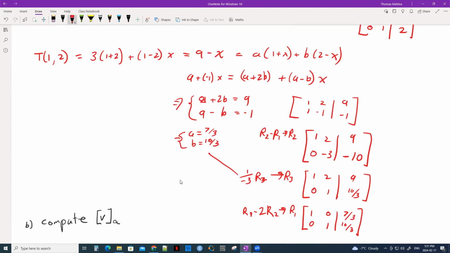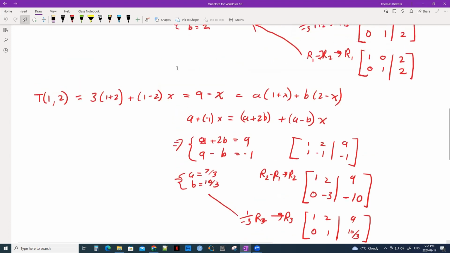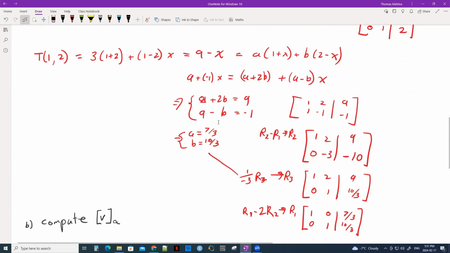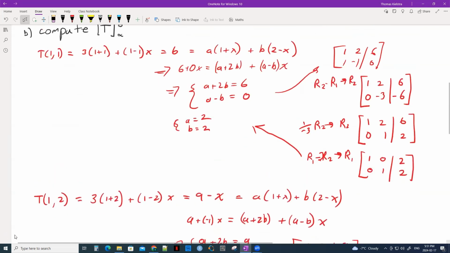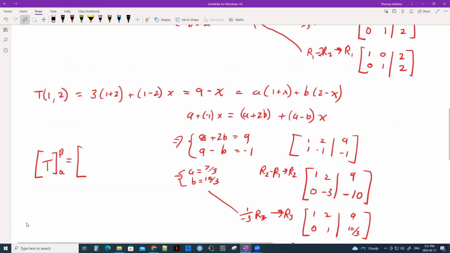So now we have our two sets of coordinates, which we can combine together. The matrix representation of T in alpha beta is going to be equal to, well, our first column is 2, 2. And our second column is 7 over 3, 10 over 3.